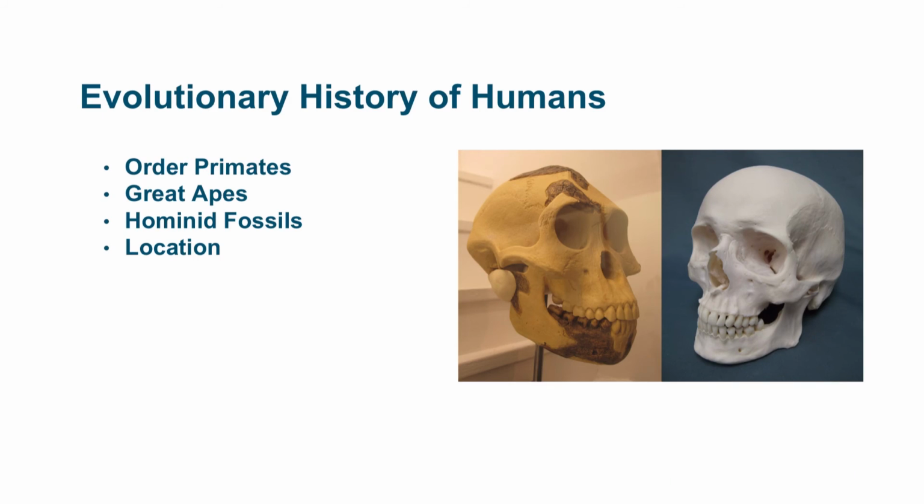And we'll finish this section with the evolutionary history of humans. We'll do the order primates, the great apes, hominid fossils, and the locations of where we found some of these fossils.